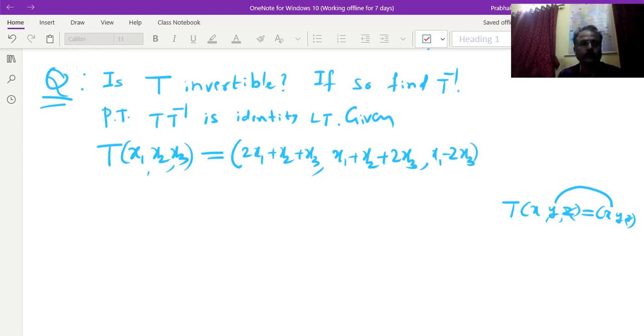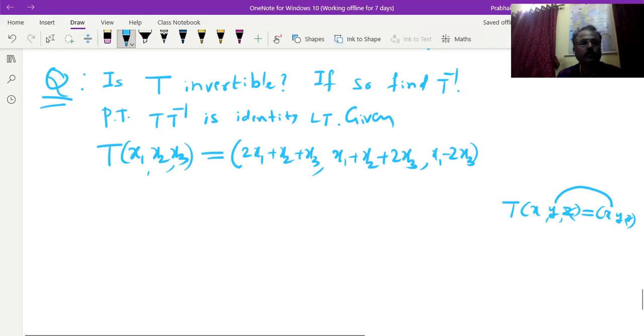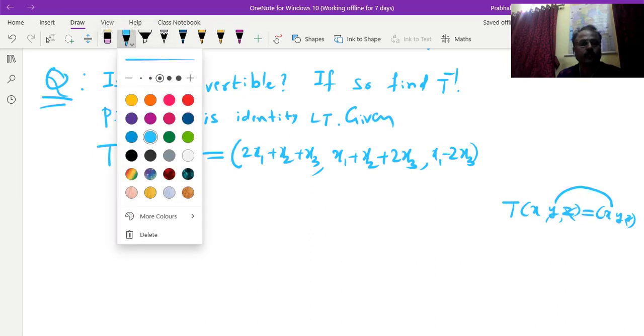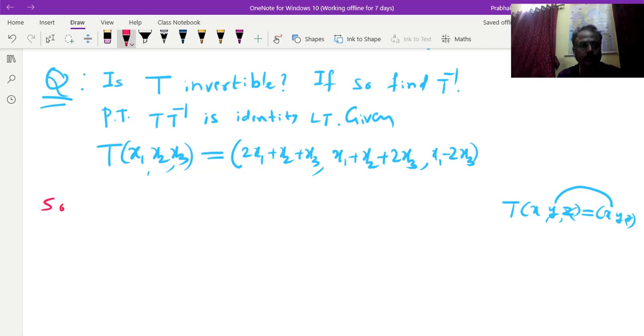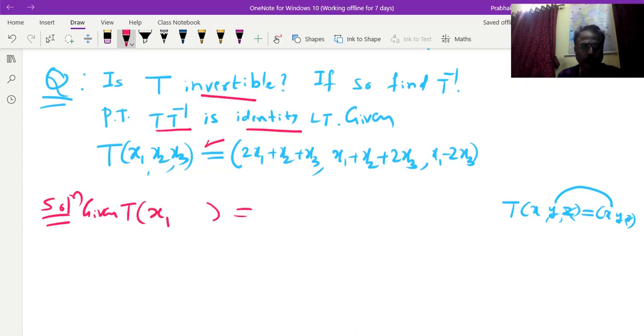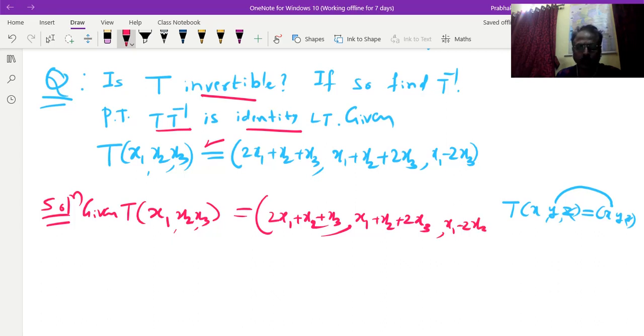With this we shall start the proof that T is invertible, and we shall show that T into T inverse is identity. So two questions we are answering: invertible, and T into T inverse is the identity transformation, given this type of transformation. Now we have to rewrite. The given transformation is T of x1, x2, x3, which is given by 2x1 plus x2 plus x3, comma, x1 plus x2 plus 2x3, second component, comma, x1 minus 2x3, third component.